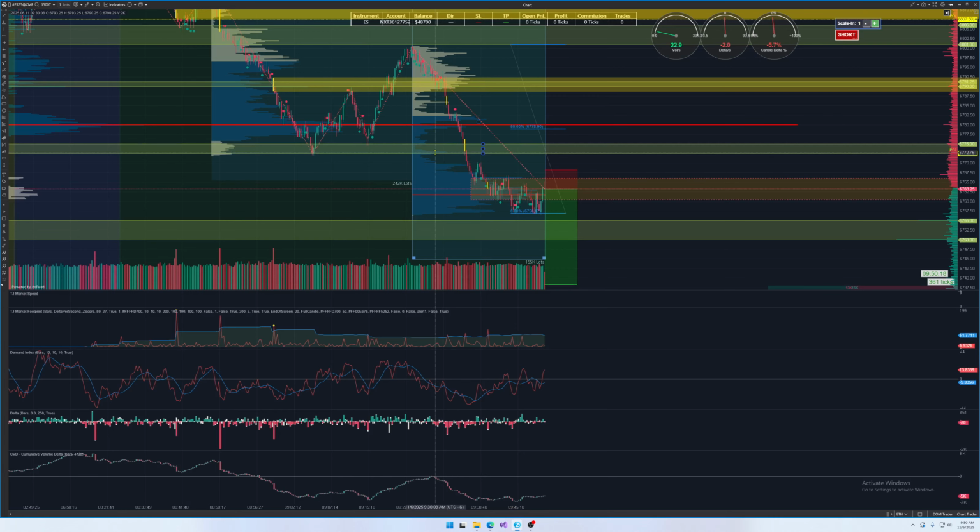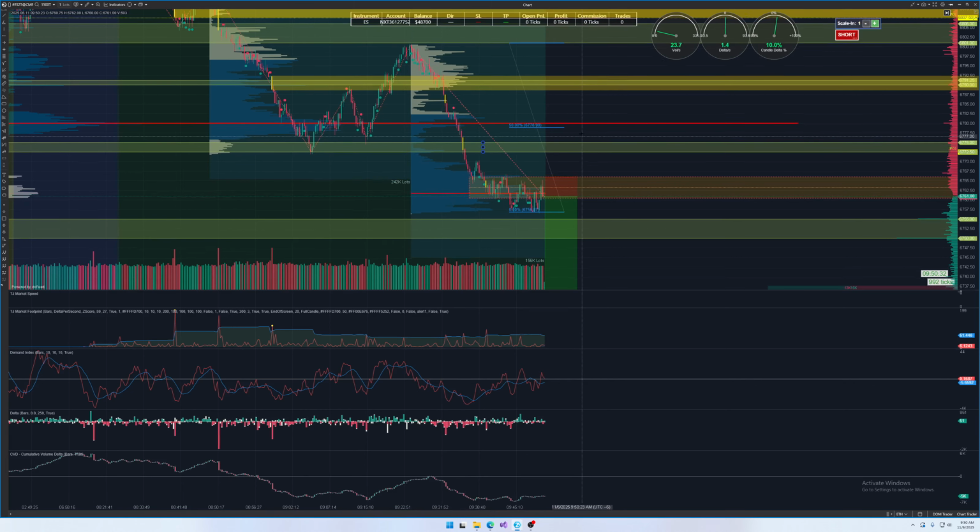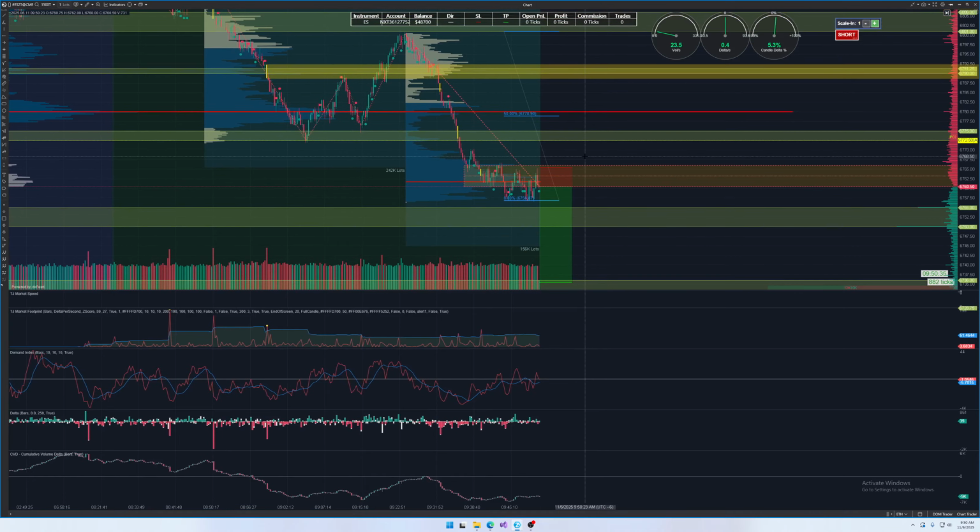That's this high volume node here. And this is here. But it went through here quite straight. I got another indicator somewhere which shows the middle, the POC of these candles here.